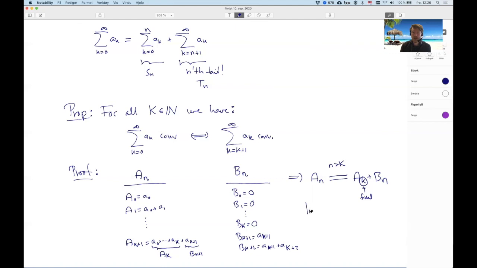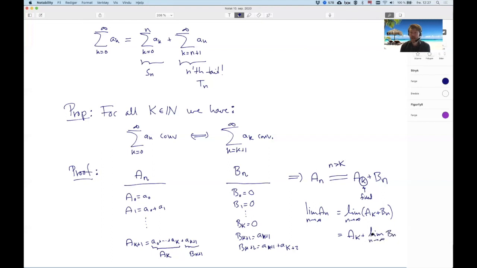Well, if I now take the limit of the a_n's, I'm wondering what they tend to. This is the same as taking the limit as n goes to infinity of a_k plus b_n, but this a_k doesn't move. It's a fixed number. We fixed it up here somewhere. So nothing happens to it. So this is just equal to the limit as n goes to infinity of the b_n's.